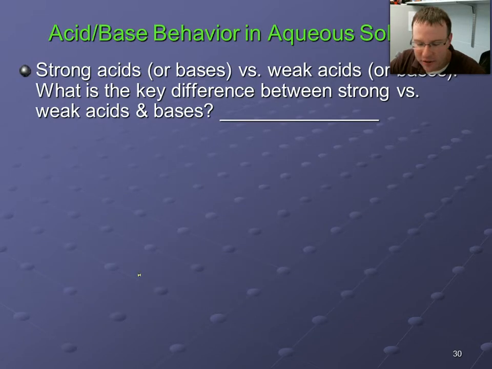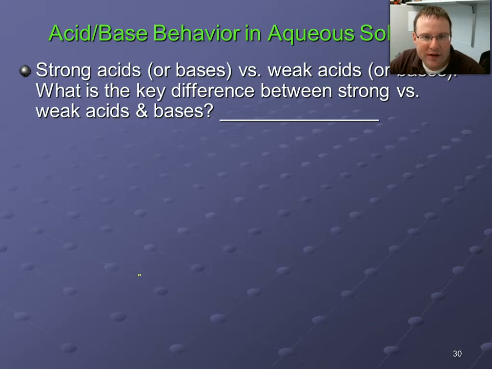All right, so that's all nice and good, but we should talk now about how acids and bases behave in aqueous solutions. And so again, we're going to start simple, and then we're going to work towards examples that will be useful for our purposes. So in aqueous solutions, remember that we can have strong acids and bases, or we can have weak acids and weak bases. So the question for you guys is, what is the key difference between a strong acid and a weak acid?